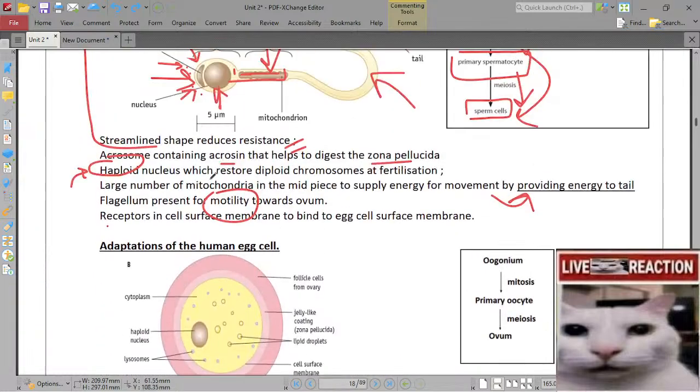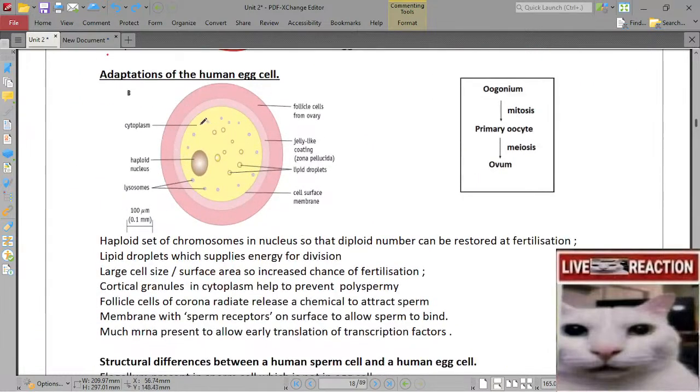Anyway, you're going to have the cytoplasm, you're going to have the nucleus. Remember, this is going to be a haploid nucleus, obviously. You're going to have lipid droplets, no starch droplets. You're going to have lysosomes. Why?